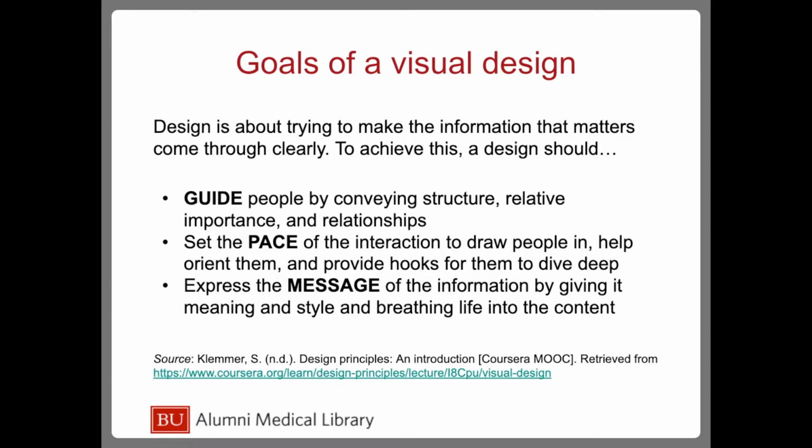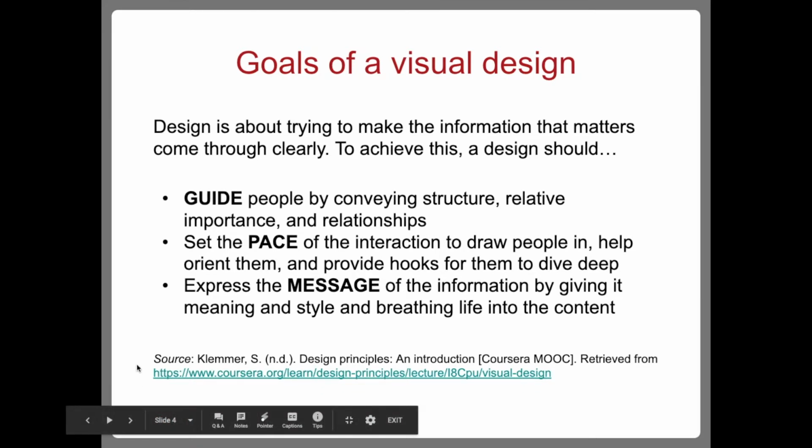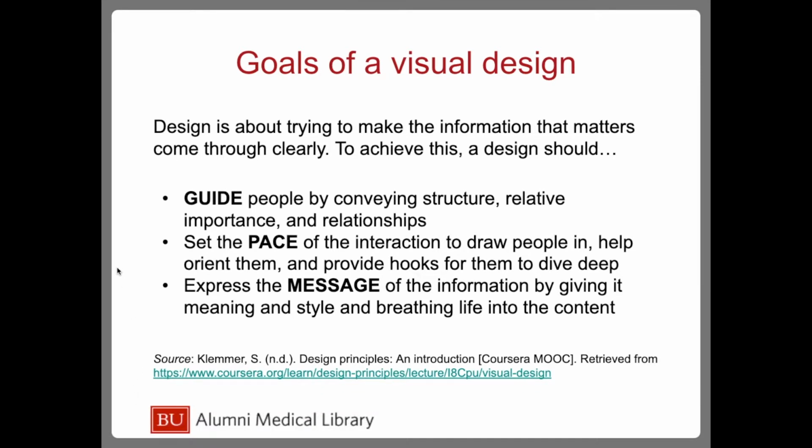Scott Klemmer is the director of the UC San Diego Design Lab, and he has a really neat Coursera course that I've linked to that discusses the goals of design, which I've listed on this slide. He talks about how design is about trying to make the information that matters to us come through clearly. And in order to achieve this, a design should guide people by conveying structure, relative importance, and relationships. A design should set the pace of the interaction to draw people in, to help orient them, and provide hooks for them to dive deep.